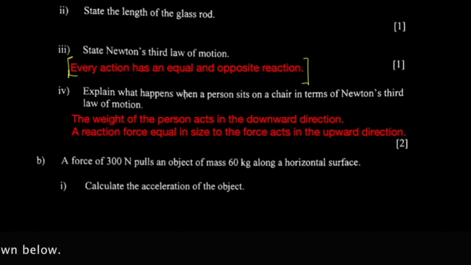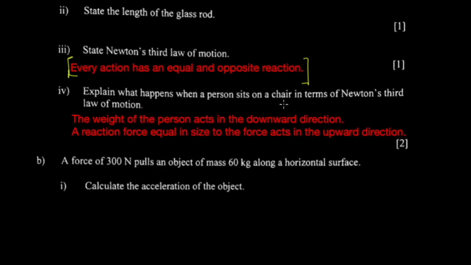So explain what happens when a person sits on a chair in terms of Newton's third law of motion. So the weight of a person acts in the downward direction. Here you have to understand the context. They're asking you on Newton's third law here. They want you to apply it appropriately. So the weight of a person acts in the downward direction. So that's what we know. And then the reaction force equal in size to the force, I'm going to put some commas here, acts in the upward direction.